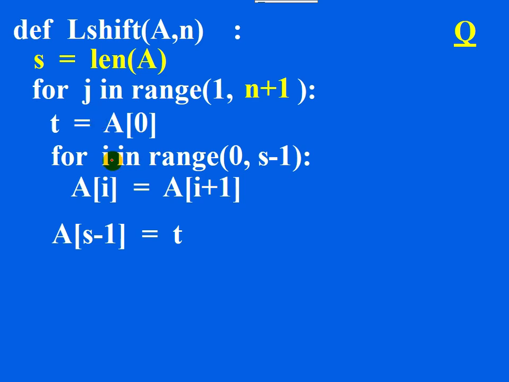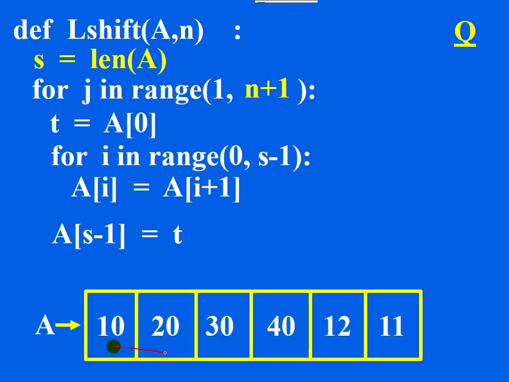Let me iterate this code with an example for a better understanding. A is a list and variable n contains the number of positions that each and every element should be shifted to the left. So A, for example, is 10, 20, 30, 40, 12 and 11. For the first element in positive indexing, forward indexing, the index is 0. For the next element, the index is 1 and so on.